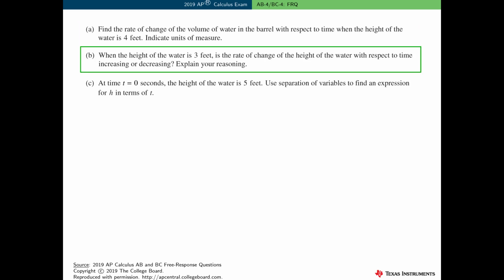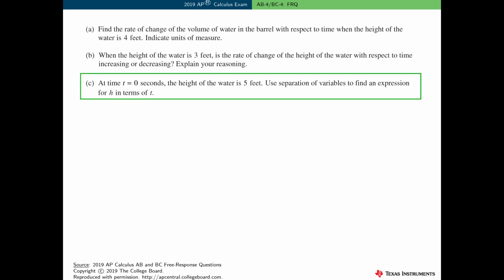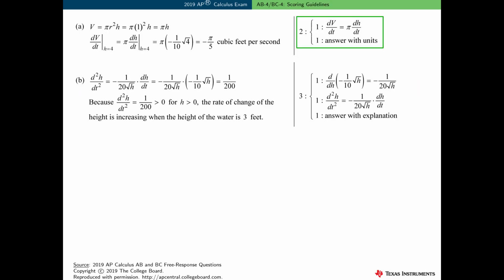In Part B, we need to determine whether the rate of change of height of the water with respect to time is increasing or decreasing when the height of the water is 3 feet. And in Part C, we're given an initial condition, and we need to solve a differential equation for h in terms of t. Part A was worth 2 points.